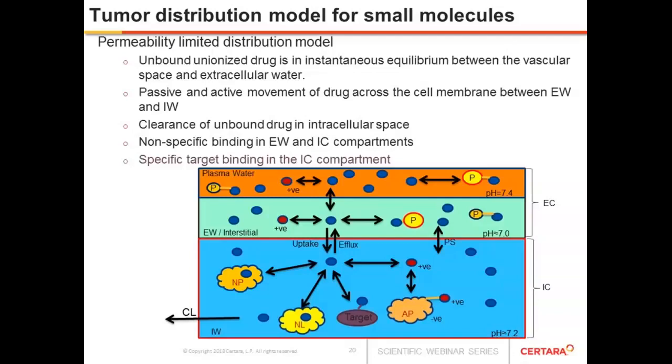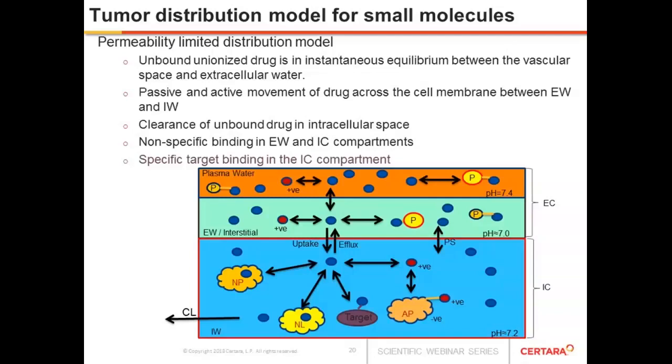It can account for clearance of the unbound drug in the intracellular space, if there's known enzymatic degradation, for example, as well as non-specific binding to neutral phospholipids, neutral lipids, and acidic phospholipids if relevant. And these, again, can be predicted based on the tissue distribution models and the drug properties. And you can also account for specific binding to the target in the intracellular compartment. So this is something that's not incorporated in pre-existing permeability-limited distribution models, such as the liver model we have in Simcyp. Those are specifically of interest to the tumour, since target binding can potentially be quite significant.